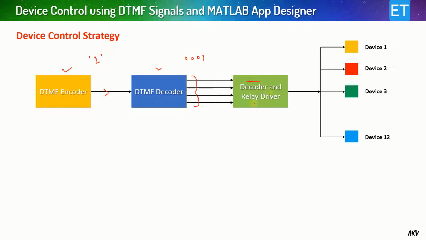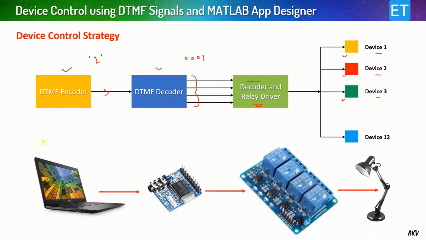and we can use a relay driver to connect the different relays like this. And with these relays, your devices are connected. So we can switch on or switch off the various devices like that. Here, this is your computer on which we are running MATLAB to generate the DTMF signals. So we will write a MATLAB code to generate the DTMF signals.